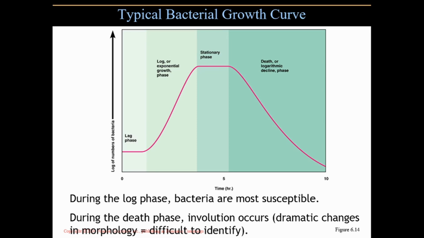During the death phase, a process called involution occurs, which is dramatic changes in their morphologies, or their shape. That's what morphology is. There are dramatic changes in their shape. Well, what does that mean? It makes them difficult to identify then. And identifying bacteria can be very important, knowing which microbe or pathogen you're dealing with. So during that decline phase, identification becomes difficult because of the process of involution, the process of them changing their shape.